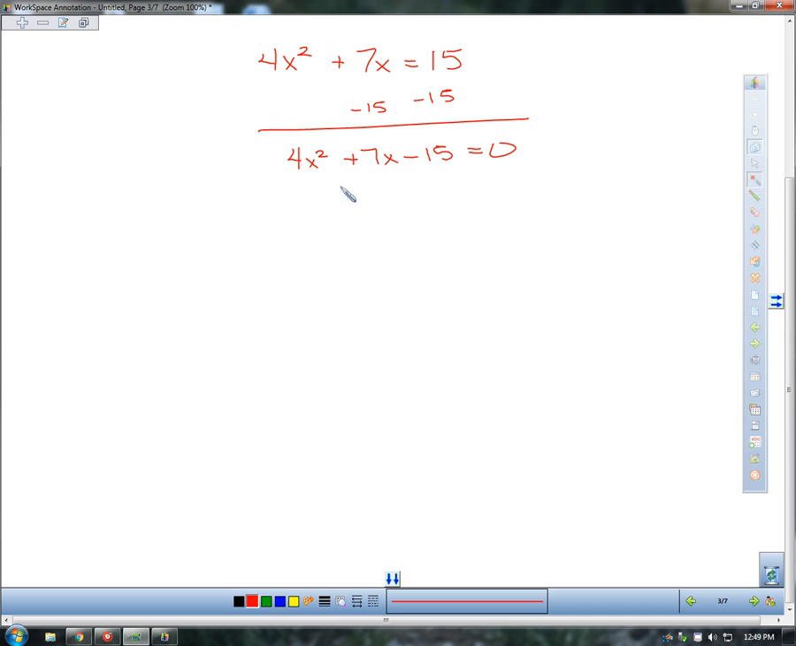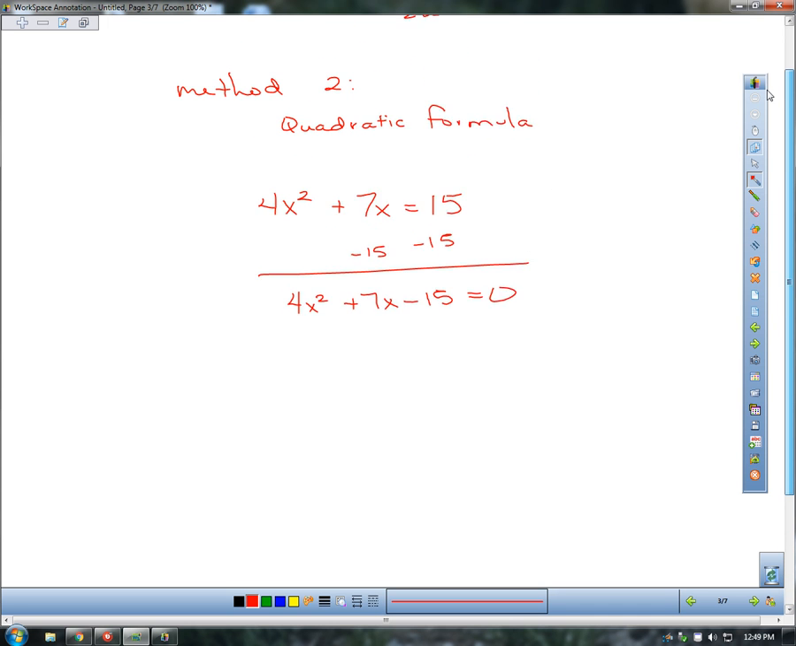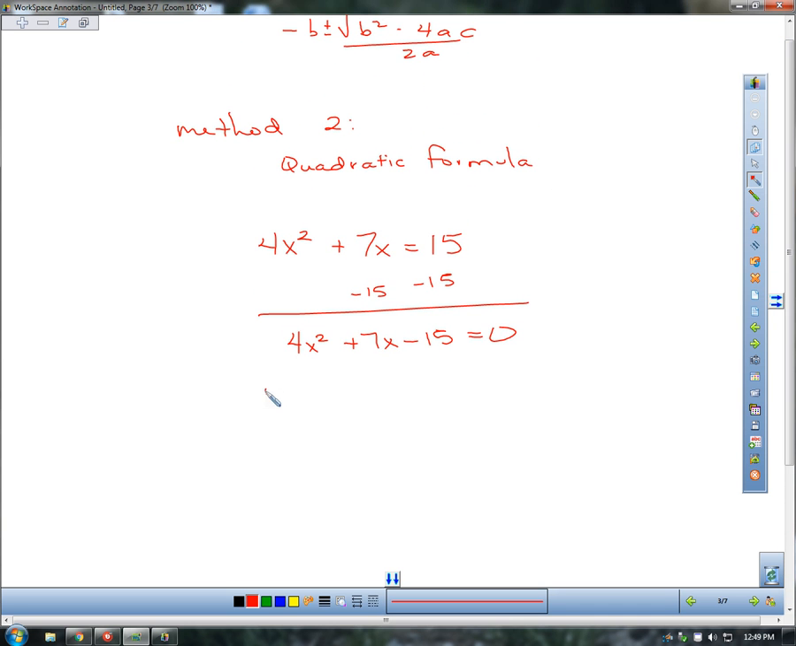Now I'm ready to use the quadratic formula. To use it, I need to know what a is, I need to know what b is, and I need to know what c is. Okay? A is the coefficient of x squared, so that'll simply be 4. B is 7, and c is negative 15.